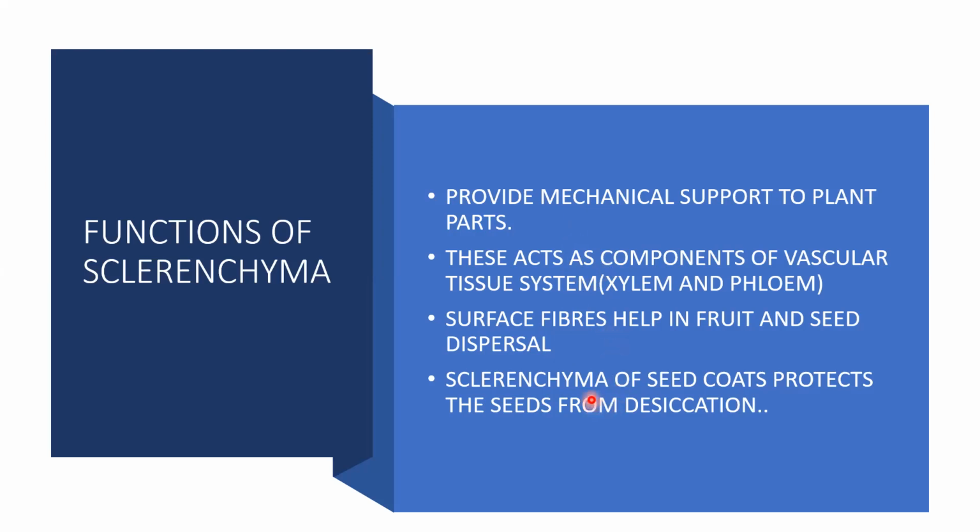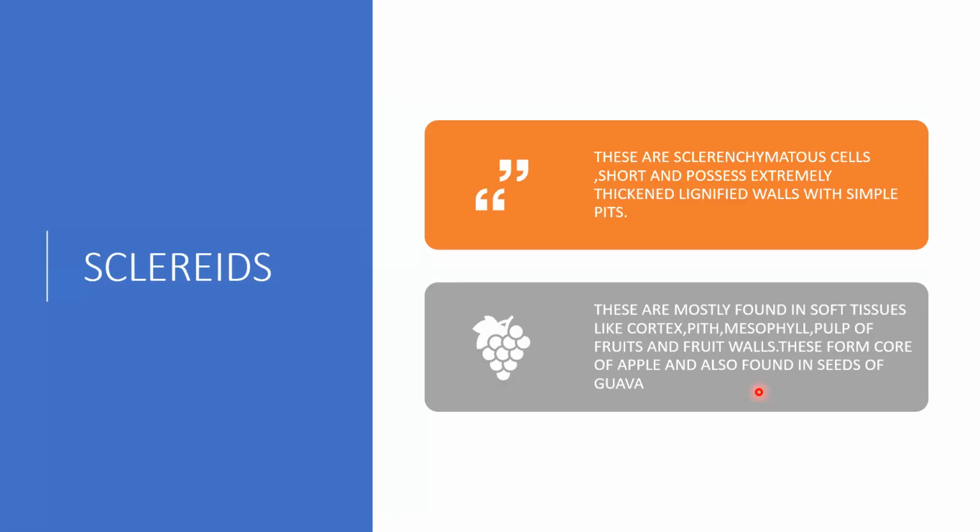Then this thickened tissue present on the covering of the seeds also prevents the loss of water. So this will prevent the seeds from the desiccation effect. So they will remain hard and they will retain the moisture inside. The outer side will protect the internal tissues.